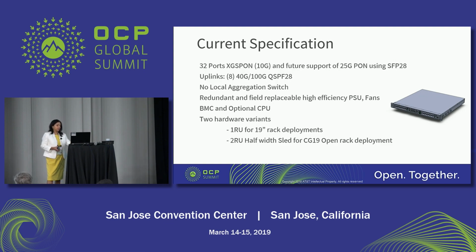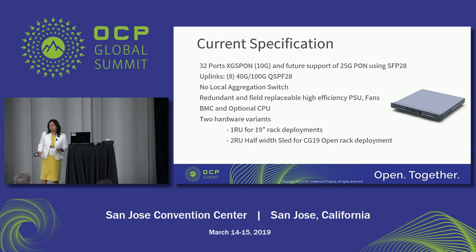The remaining points are pretty standard for an OCP. We will require redundant and field replaceable power supply units and fans. Again, nothing new, just reuse of what we have in other OCP white boxes, use of a BMC and an optional CPU. The spec calls out a couple of variants of hardware.